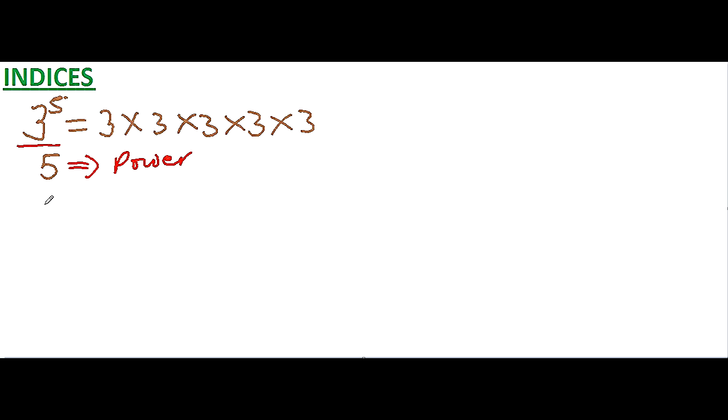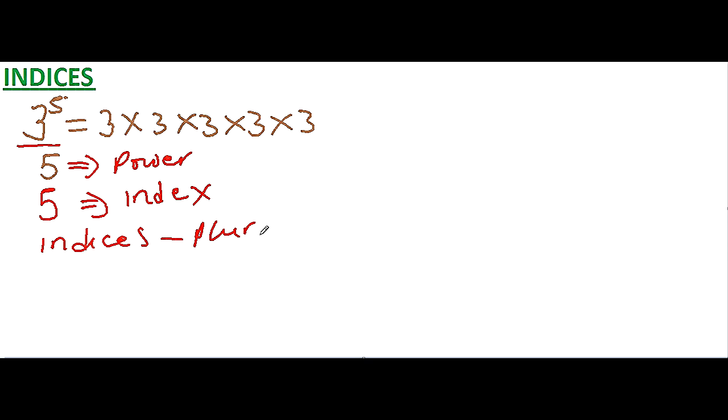Actually, index is another word for power. So 5 can also be referred to as index. So here we can read 3 to power 5, which is the same as 3 index 5. When we have 2 or 3 index, that is in plural, we refer to them as indices. So indices is the plural of index.